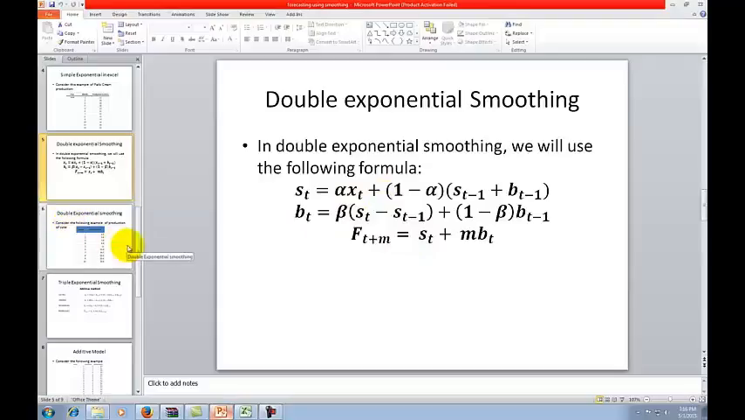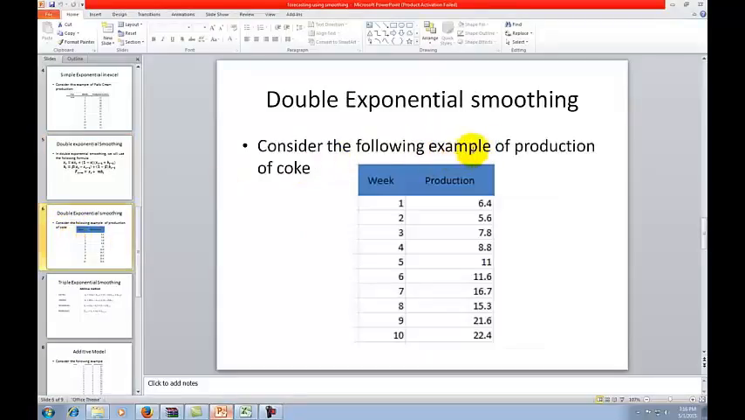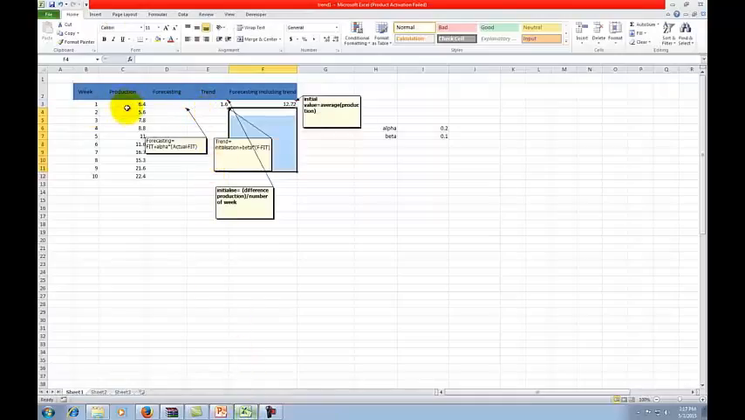Consider the following example of production of coke. We have the production in tons per week. By applying the above formula, we can calculate the forecast and the trend and the forecast including trend. Let's calculate the forecast, trend and forecasting including trend in Excel. So we have here the following set of data: the initialization, which is a difference of production over number of weeks. Here it is the average.